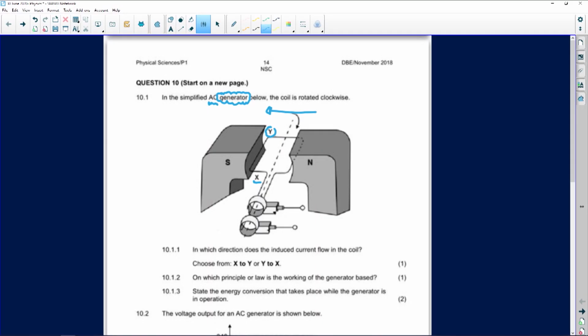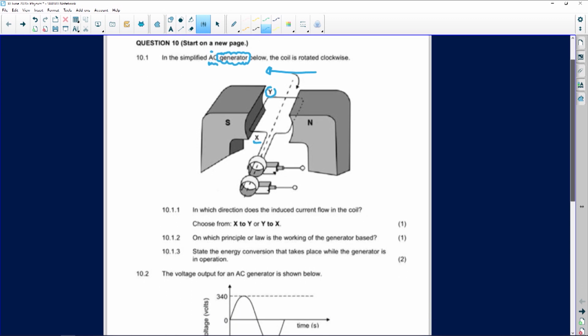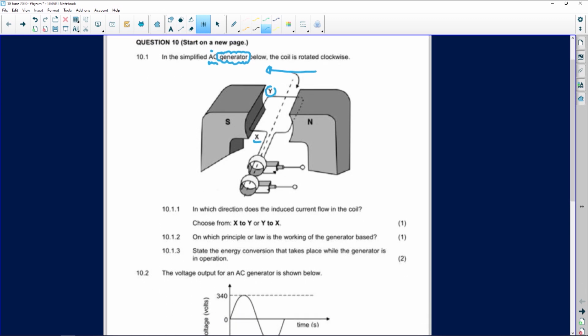So that's my coil. Then I've got two rings here. So these are slip rings, and that is why I've got an AC generator there. Then I've got my brushes there, which are usually carbon. So I've already scrutinized it. So now, as I'm answering, I already know what I'm working with in my head.